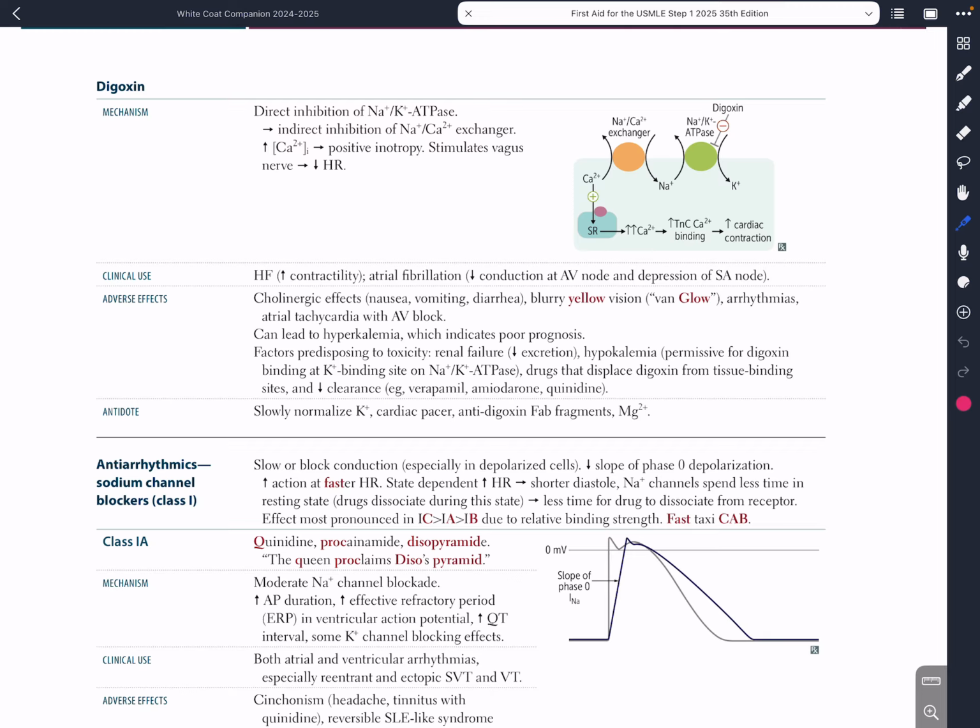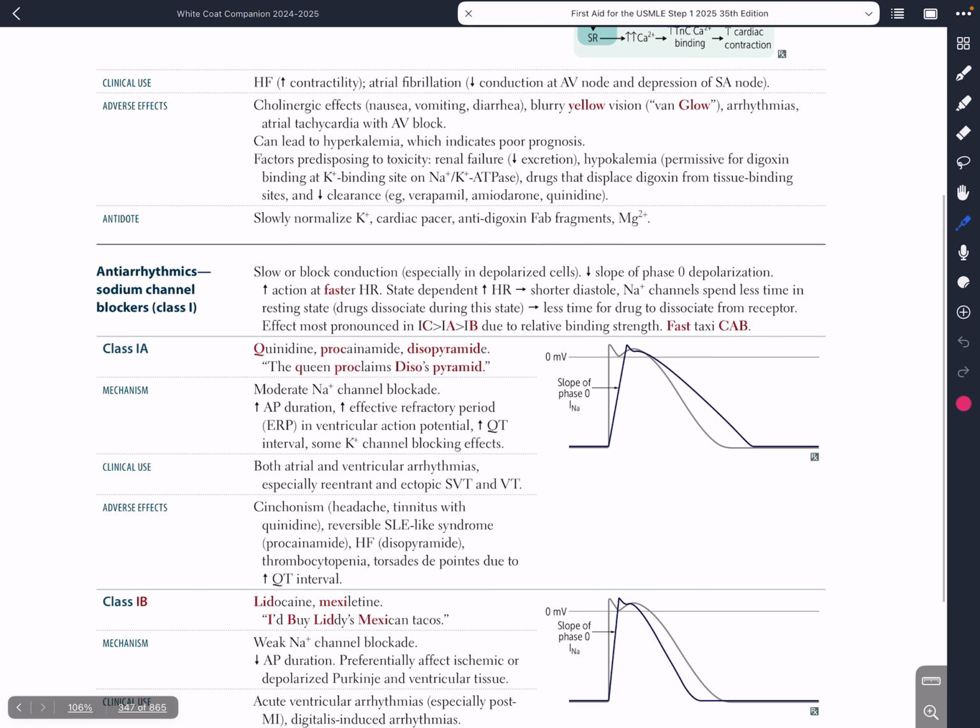Factors predisposing to toxicity: what can cause digoxin toxicity? This is very important because oftentimes in hospital, a patient is given digoxin without doing a drug chart review. If you see that the patient is already on verapamil, amiodarone, quinidine, you need to start with a very low dose of digoxin. But oftentimes, toxicity of digoxin is seen in renal failure because renal failure causes decreased excretion.